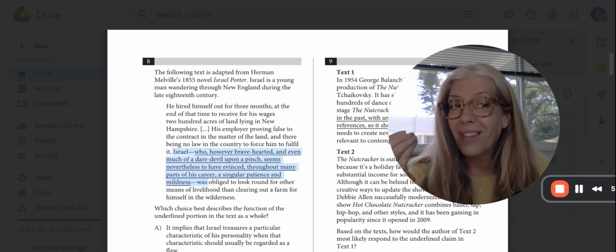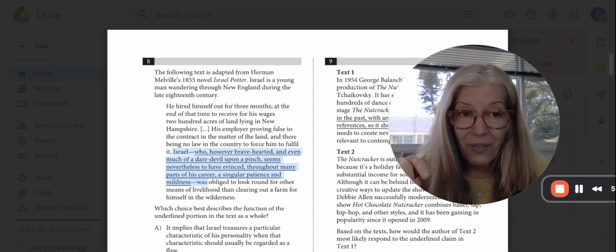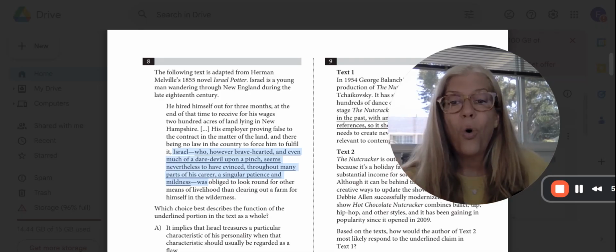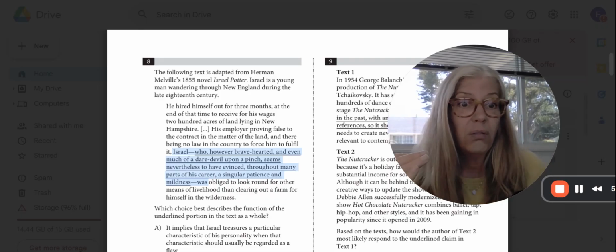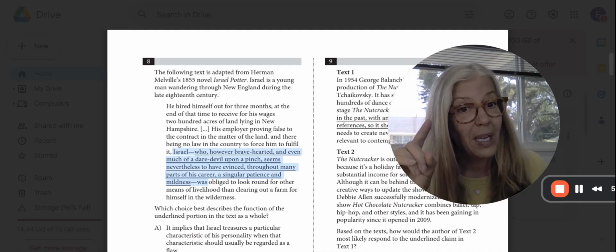Now, the truth is, that's in a positive. I can cross out that whole highlighted section, and the sentence will make sense.